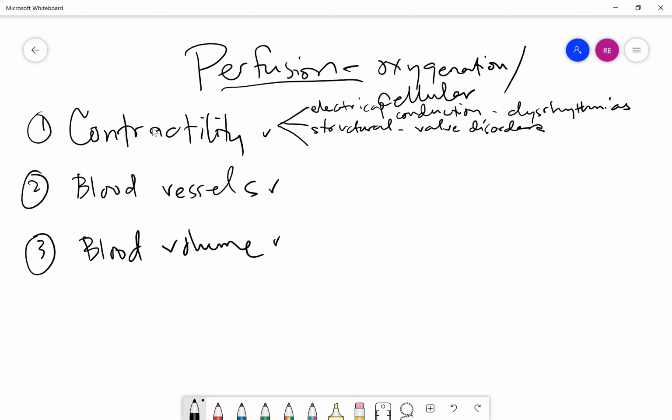Contractility obviously refers to the heart. This is referring to how good or how bad is the patient's heart. Structurally speaking, or electrical conduction wise. Right?